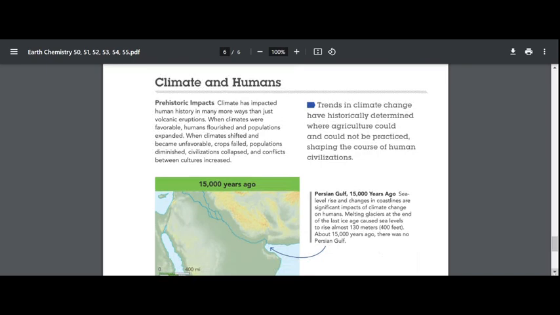All right, so climate and humans, prehistoric impacts. Climate has impacted human history in many more ways than just volcanic eruptions. When climates were favorable, humans flourished and populations expanded. When climate shifted and became unfavorable, crops failed, populations diminished, civilizations collapsed, and conflicts between cultures increased. Okay? So trends in climate change have historically determined where agriculture could and could not be practiced, shaping the course of human civilizations.